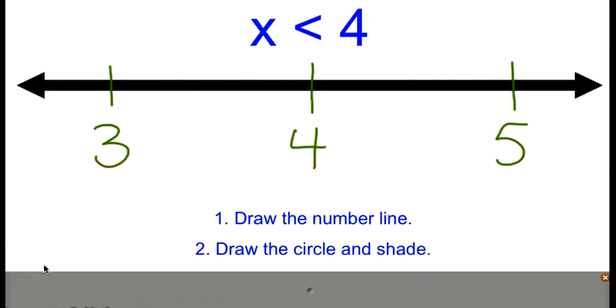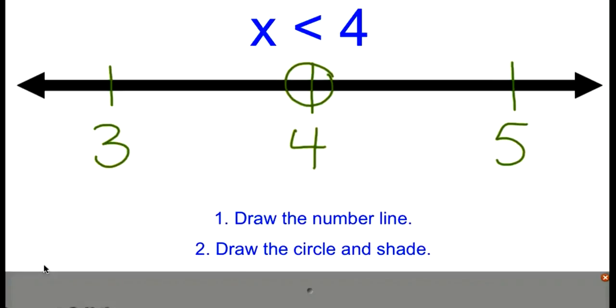The second one is draw the circle and shade. The circle always goes over the number that we see. We're going to decide if we're going to shade or not. I see a less than symbol. There is no bar. That means we do not fill in the circle. My bag is not full. There isn't a bottom on my bag, so there is not a mark underneath my inequality symbol. So we do not fill our circle in.